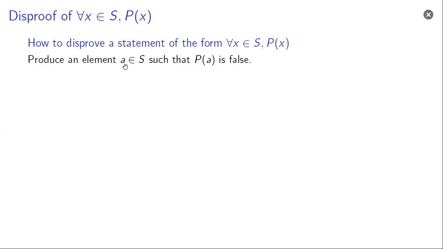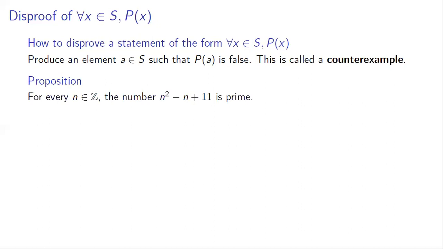So produce an element, let's call it A, an element of S, such that P of A is false. And that disproves this statement, because the statement says that P of x applies to every element of S. And yet here we see an example of A that's an element of S, and yet P of A is false. Okay, so this is called a counterexample. This A is called a counterexample. It's an example that goes against the proposition, right? That counters the proposition and shows that it is false.